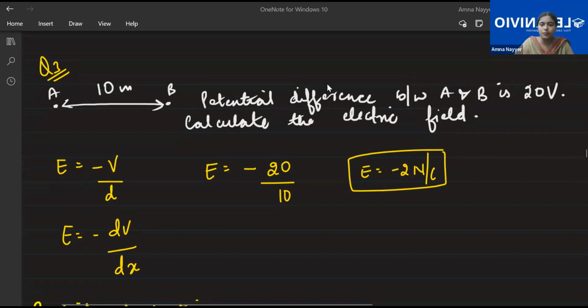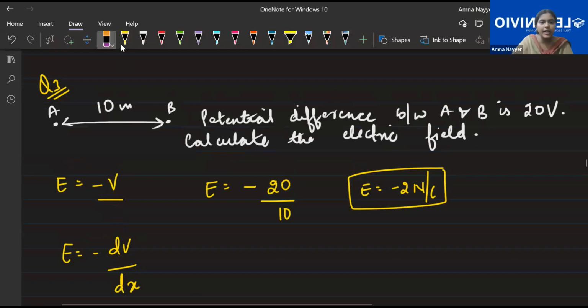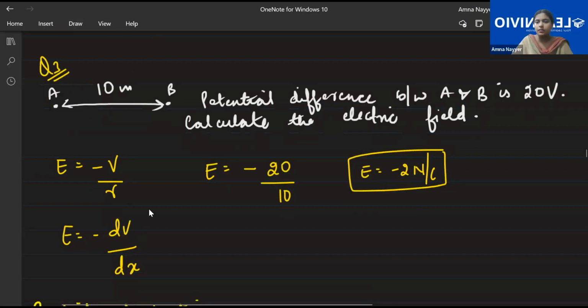So d means very small value. This dx, dv, this is a very small value. This is the distance. You can write anything. Write it as r if you're getting confused. Write this as r, the separation. This d is the small one, dx, dv. Okay?